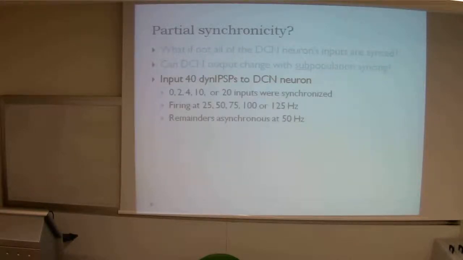So what they will do is use the dynamic clamp to input 40 IPSPs to this DCN cell, and they'll synchronize a fraction of them, either 0, 2, 4, 10, or 20 of these 40 inputs. They'll measure different firing rates that you can see up there. And the remainder of the inputs that are not being synchronized will be asynchronous, at a constant 50 hertz regardless of which firing rate they choose.